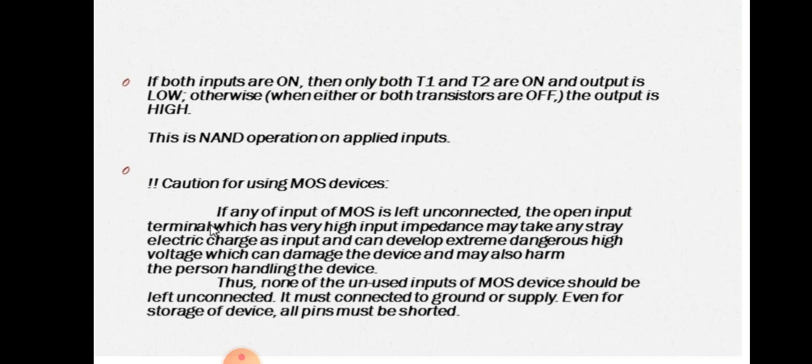Now cautions for using MOS devices. If any input of MOS is left unconnected, the open input terminal, which has very high input impedance, may take any stray electric charge as input and can develop extremely dangerous high voltage which can damage the device and may also harm the person handling the device. Thus, none of the unused inputs of MOS device should be left unconnected. It must be connected to ground or supply. Even for storage of device, all pins must be shorted. So this point is very important. Otherwise, this device may harm the user.